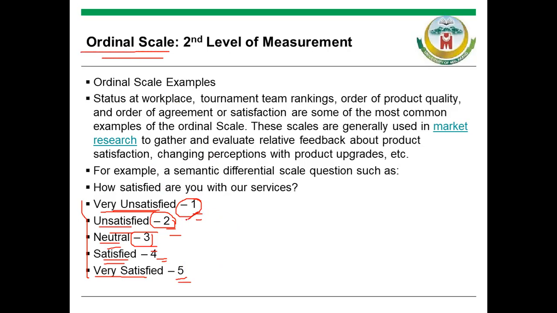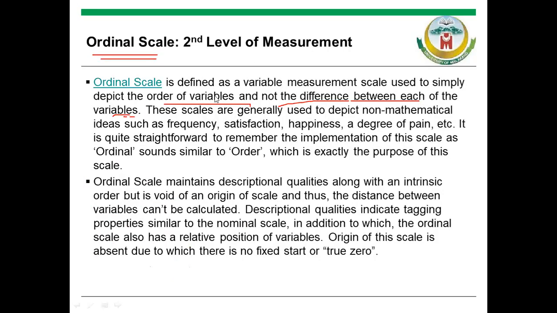So the users can give their feedback in the form of these values, and then these values can be represented through these numerical values. Okay, now we go back. So ordinal scale is defined as a variable measurement scale used to simply depict the order of variables and not the difference between each of the variables.